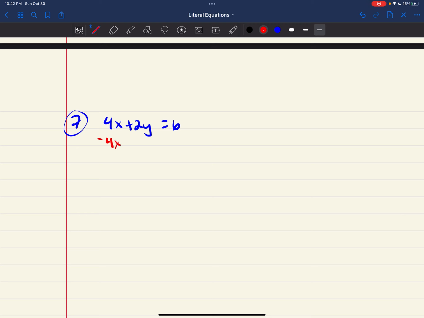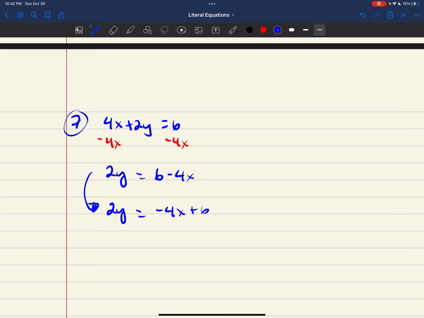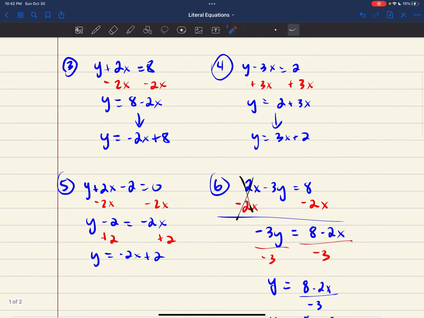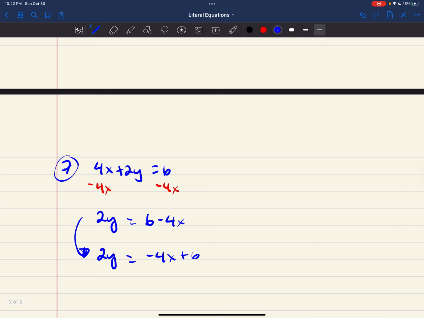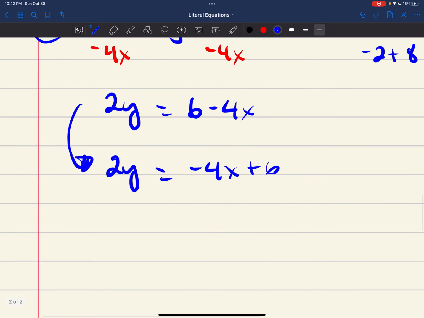I need to subtract both sides by 4x. I'm left with 2y equals 6 minus 4x. But I can rewrite that if I want to as 2y equals negative 4x plus 6. Okay, again, it's the same thing. It's the same idea. We talked about that somewhere. Oh, I think I erased it. So again, 8 minus 2 is 6. Negative 2 plus 8 is 6 as well, right? So I'm not done here.